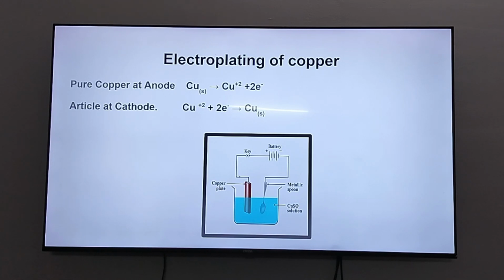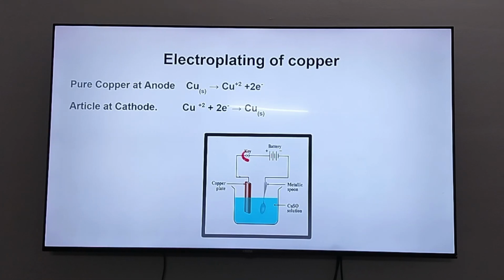First application is electroplating. Now, in case I have an iron vessel, a jug or a glass or a spoon, it gets rusted easily. So it's always advisable to electroplate it with another metal, generally silver or copper. Copper is a noble metal, so we use copper in this case. We connect the article, in this case a metallic spoon that has to be electroplated, to the negative terminal, the cathode. And the anode, or the positive terminal, would be a pure copper electrode.